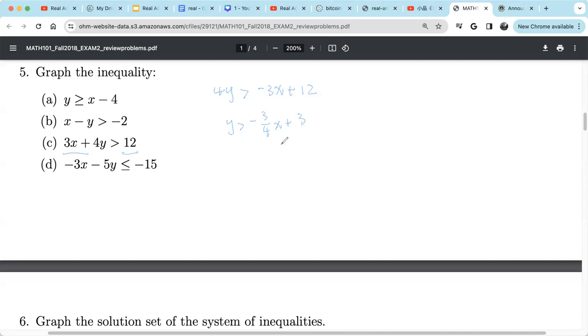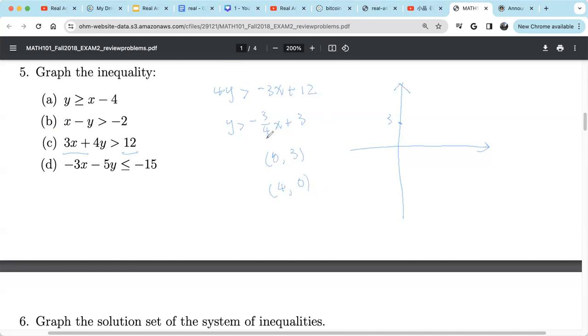If x is 0, we see y is 3, so 0 comma 3, right? Use this point. If x is 0, negative 3 over 4 times 0 is 0. So let's see, this 3 is here. Then let's pick x to be 4, right? If x equals 4, 4 times negative 3 over 4 is negative 3. Negative 3 plus 3 becomes 0. Let's use these two points.